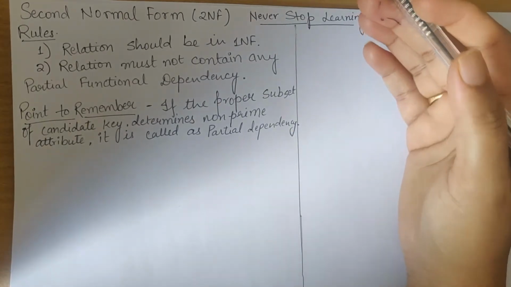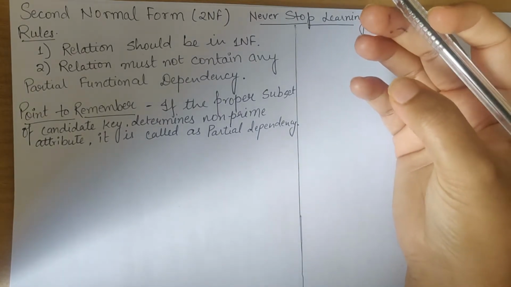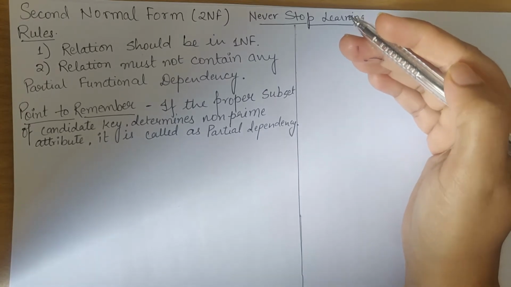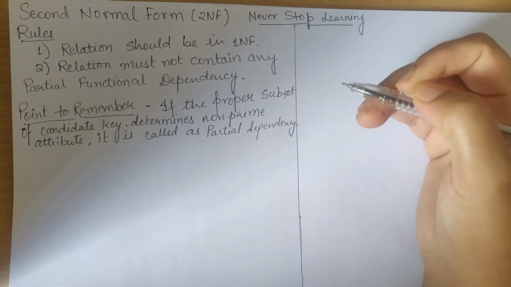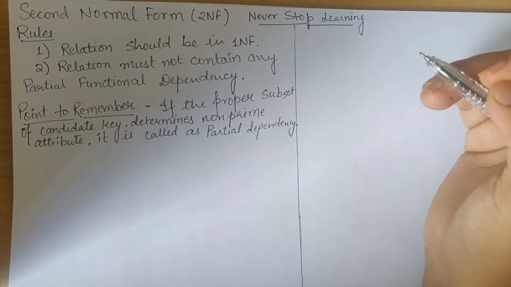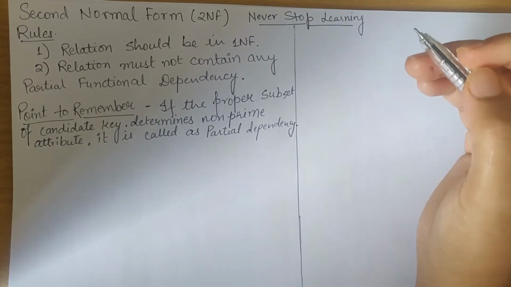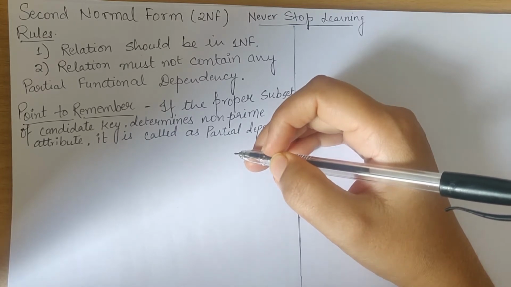The prerequisites for 2NF, and for further normal forms as well, are that you should know what partial and full functional dependency are. You should know what a candidate key is and how to find the closure. Prime attributes, non-prime attributes, all these concepts should be clear. Then only will you be able to work with normal forms. I have already uploaded these videos. If you have not gone through them, please check them so you will understand better.